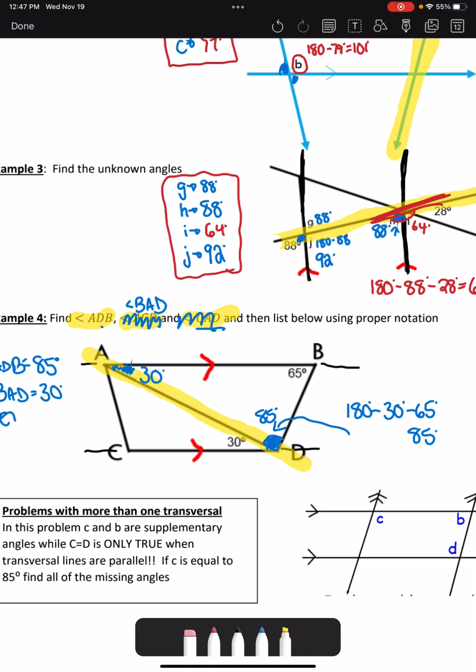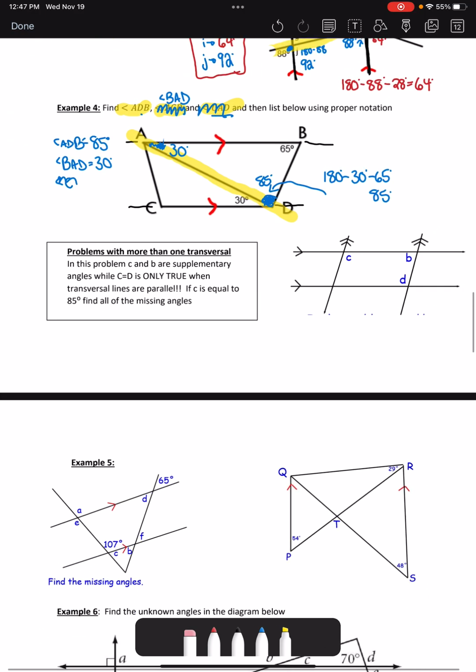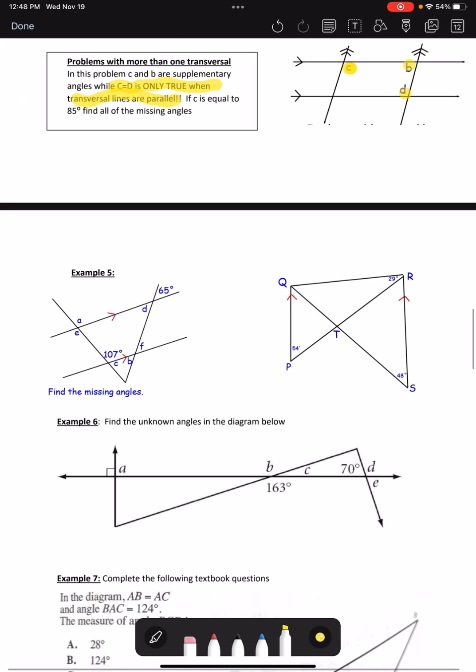Beautiful. Okay, moving on. So it says problems with more than one transversal. In problems, C and B are supplementary. Well, C equals D is only true when transversal lines are parallel. So C equals D only happens when you have two transversal lines that are also parallel. All right, let's move on to example 5.